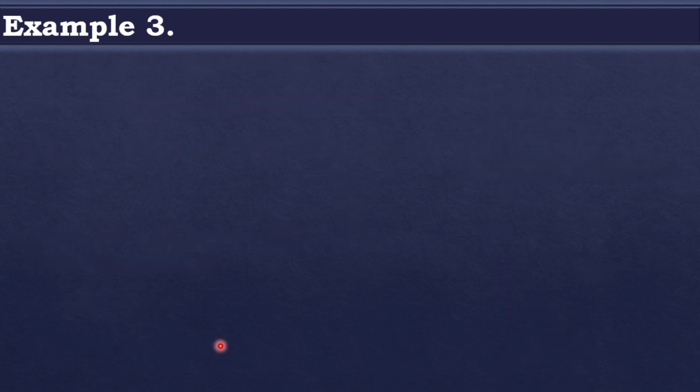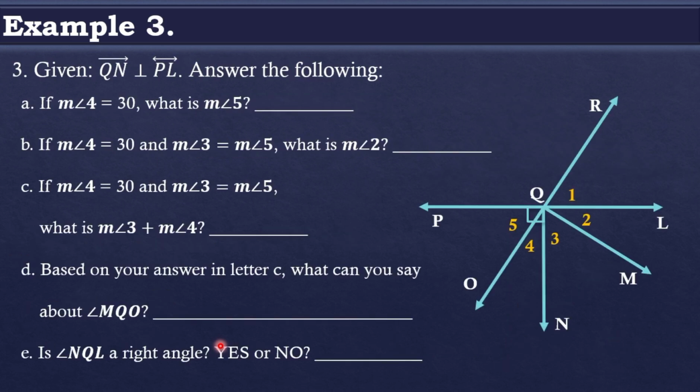Next, I have here ray QN. Ito si QN. Ray QN is perpendicular to line PL. Ito si PL. So, ray QN is perpendicular daw po to line PL. Alam agad natin na dalawang right angles yan, kasi itong buo siya. Dalawang right angles tayo meron dito.